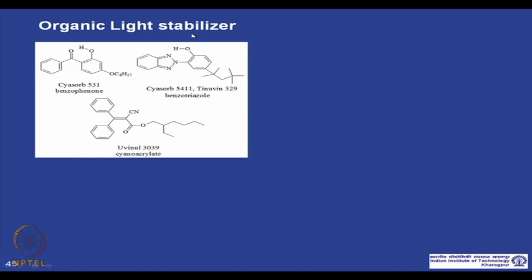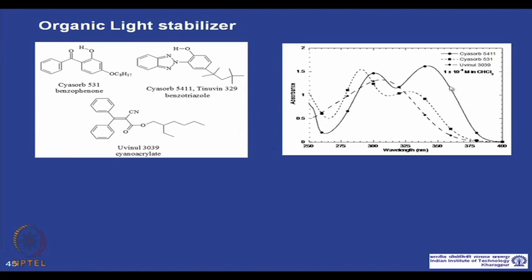These are some examples of organic light stabilizers. Again, there are many stabilizers available in the market. I just took a few examples, and their UV-visible spectra are shown. As you can see from the absorbance, they absorb heavily in the UV range, and because they absorb, they actually prevent the bulk of the polymer from getting exposed to the UV condition.